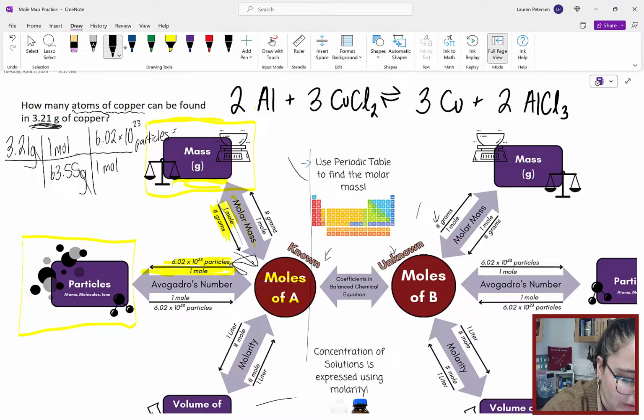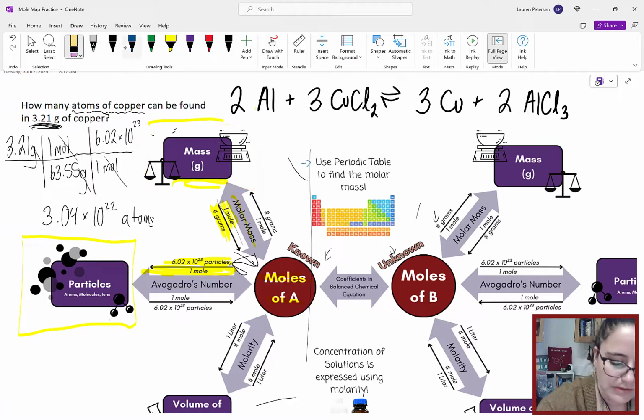So again, the gram and gram units cancel out, mole and mole cancel out. We got 3.21 times 1 divided by 63.55 times 6.02 times 10 to the 23rd, which gives us 3.04 times 10 to the 22nd atoms. Oh yeah, we should be specific. Particles, we're talking specifically about atoms.